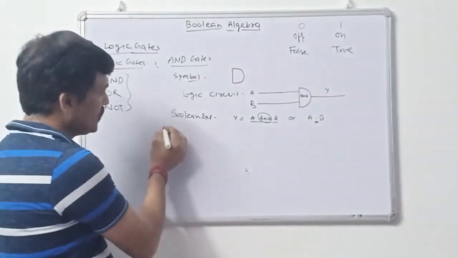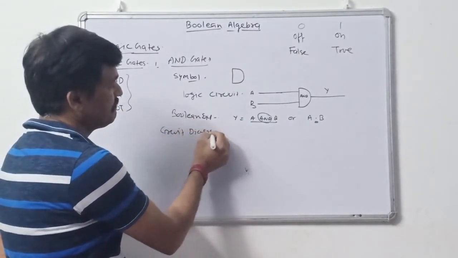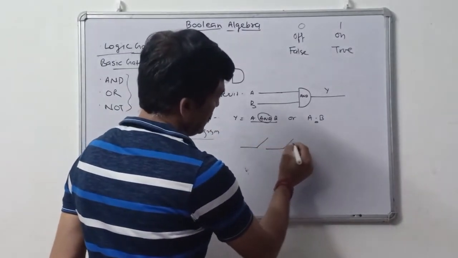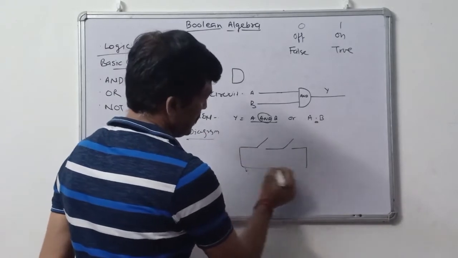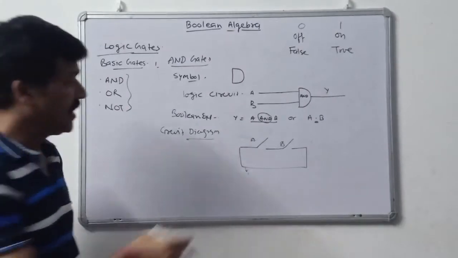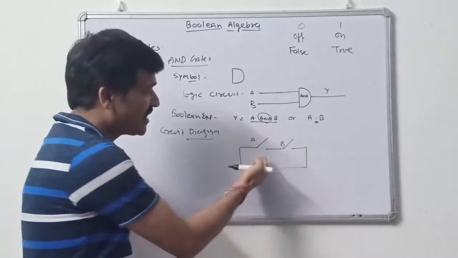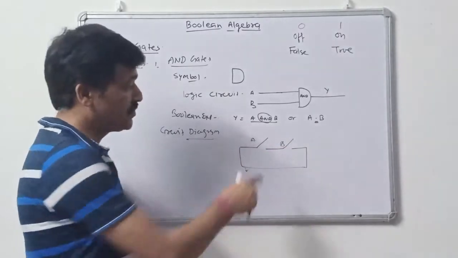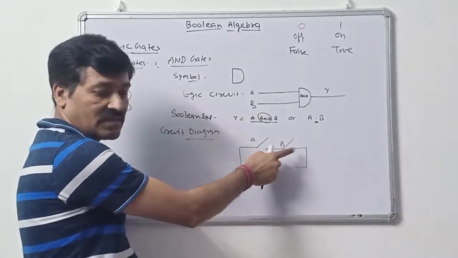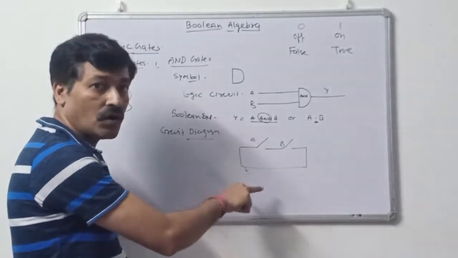A circuit diagram can also be made by which you can understand it properly. A and B, these two switches are placed in this circuit. If switch A is on, the circuit will not be completed. If switch B is on, the circuit is not completed. It will be completed when both the switches are on.